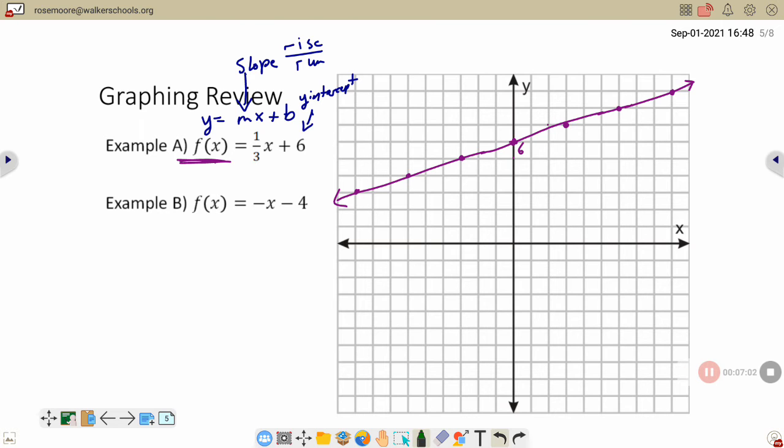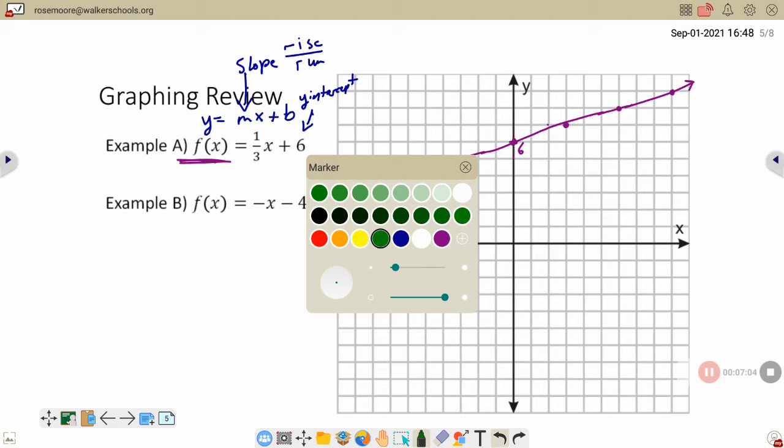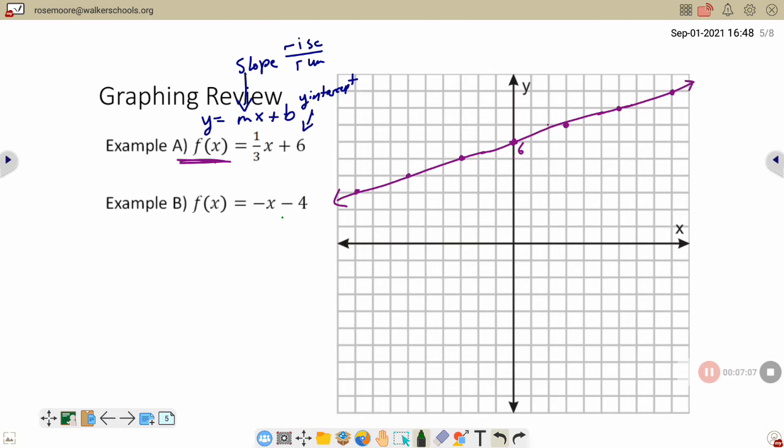Because sometimes a rise and run isn't as obvious, so let's look at this one. Okay, I've got negative x and negative 4, so I'm going to do this one in green. I'm going to make an in-out table in this one. So what we're putting in, which is my x value, and what's coming out should be a y value. Let's say I want to start with something simple. Let's start with plugging in negative 3.